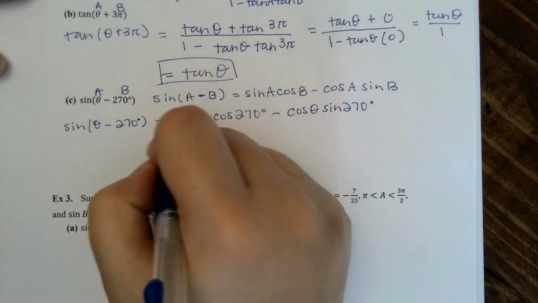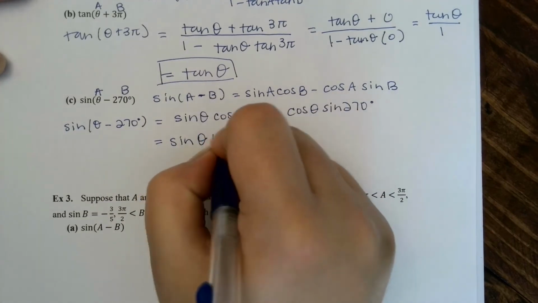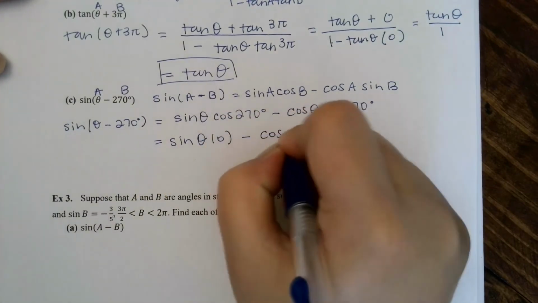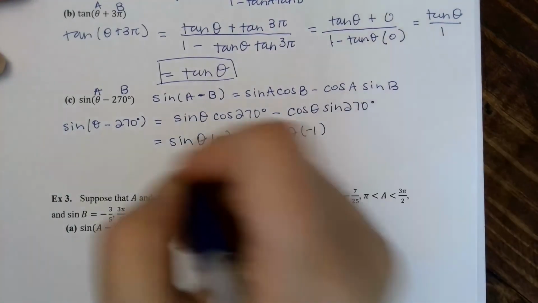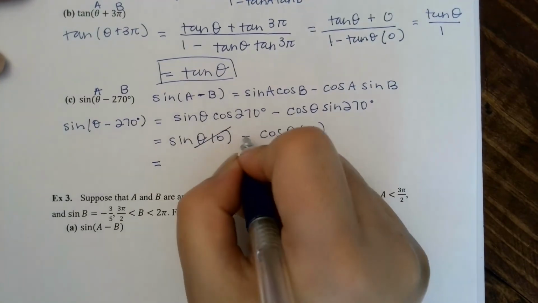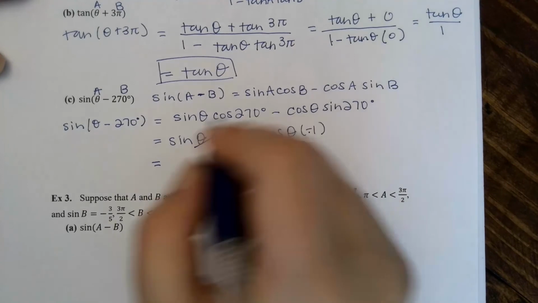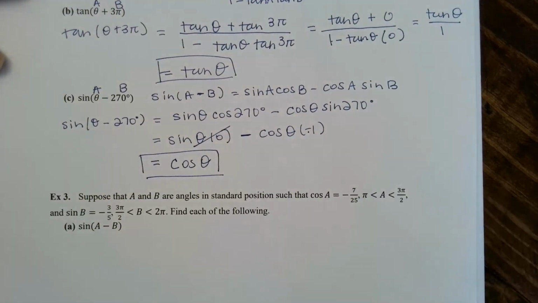Okay, so I have sine theta, cosine of 270 degrees is 0, and then sine of 270 degrees is negative 1. Okay, so this is going to be 0, and then I have a minus times a negative 1, so it's going to give me a positive cosine theta.